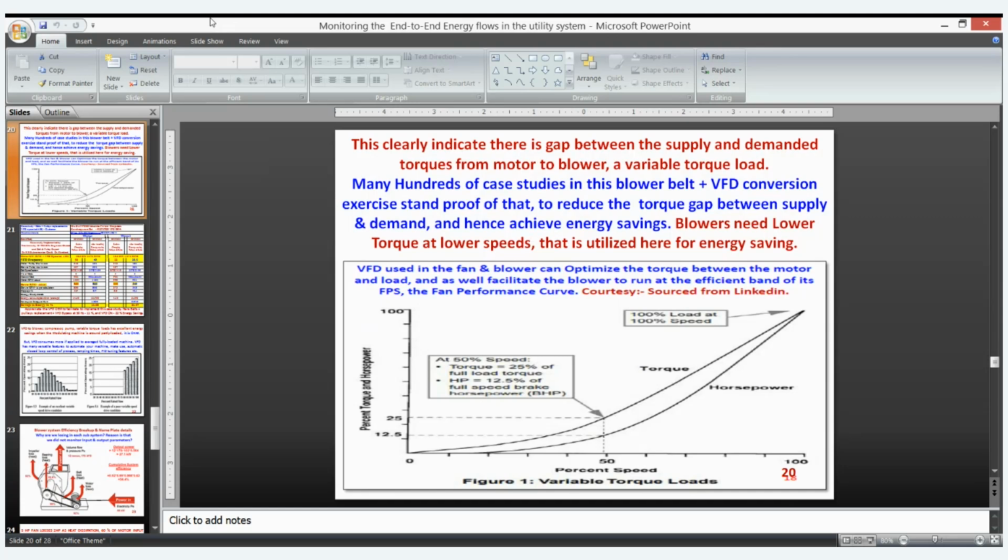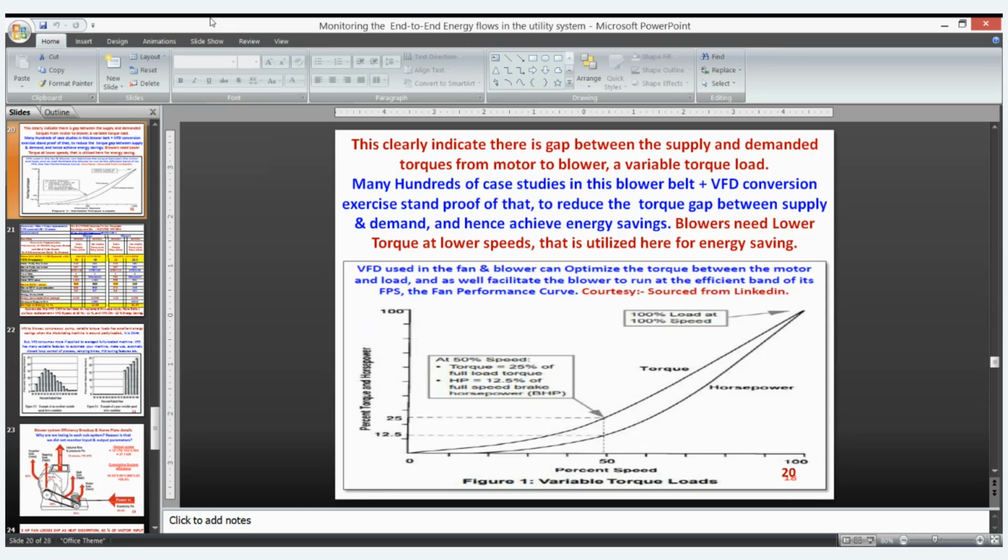Here on this VFD, we have done a case study. In fact, hundreds of case studies have been done on this blower with belt and VFD conversion. Instead of V-belt, it has been changed to cogged belt and resized pulley. And the VFD has been made to facilitate this, to match the demanded torque and the delivered torque from the motor and the demanded torque from the blower. So you can see at 50% of the speed of the given blower, the torque is around 25% only. Whereas at 100%, both are the same, but at 50%, the torque is at 25% only.